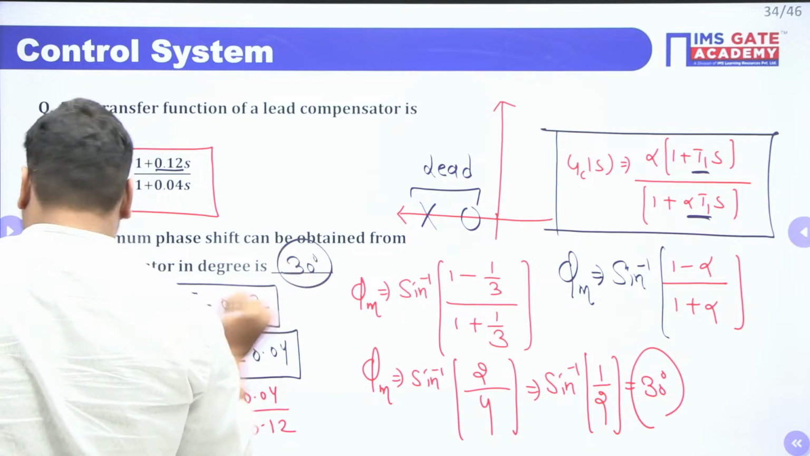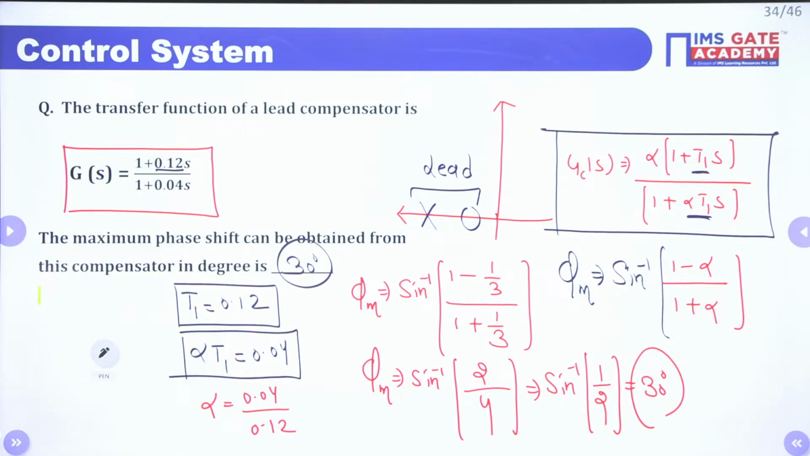I think Manik already got the answer. Manik, you already got the answer or not? Please let me know.